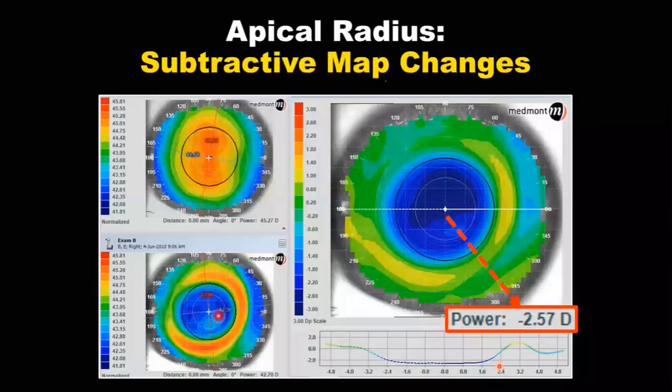And there is one map that is called the subtractive map. So what is the subtractive map? One way to know whether your condition is progressing or not progressing is that you can go in the topography software and look for this map, the subtractive map. What does it do? It measures the difference. So these are the two readings. You can see these two maps here.